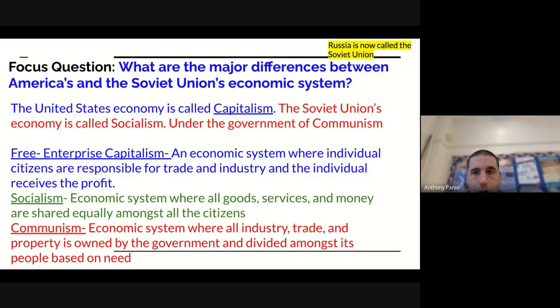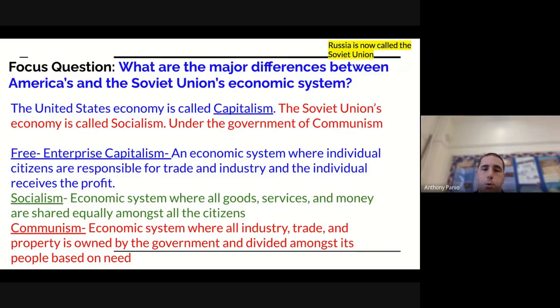So our country is called capitalism. We should know this very well. In a capitalist country, it's an economic system where individual citizens, us, we are responsible for selling things, buying things. All the industry, all the property is owned by the individual. So we are ultimately working towards our own success. And that leads to some problems, but ultimately we are trying to lead to our success.